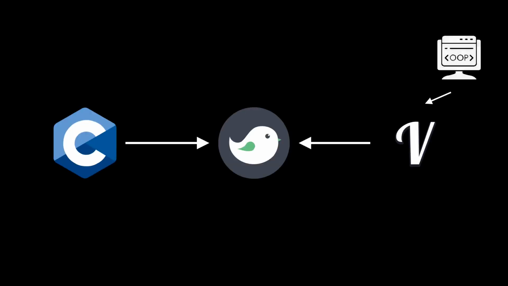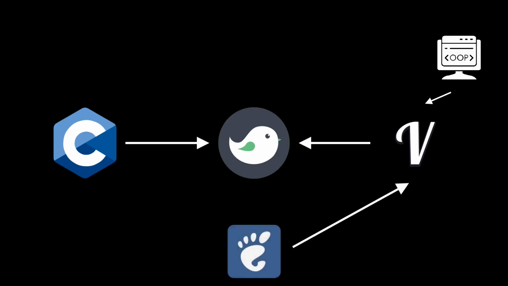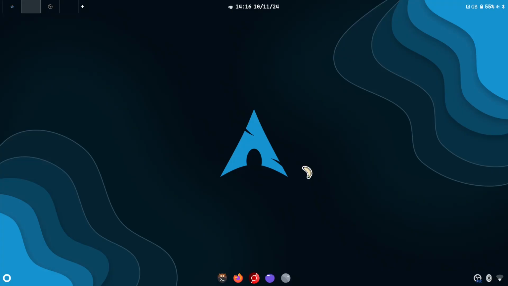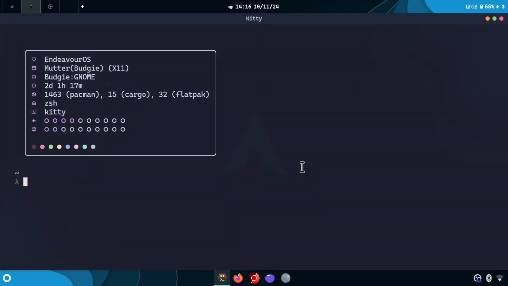Budgie is built in C and Vala, an object-oriented programming language designed by GNOME, on top of pre-existing GNOME components, allowing the developers to focus on the desktop's look and feel, rather than its underlying components. I find it to be a responsive desktop that feels similar but distinct from GNOME.